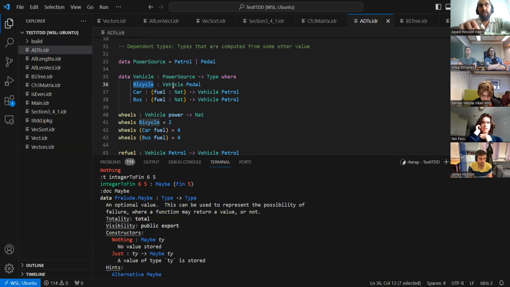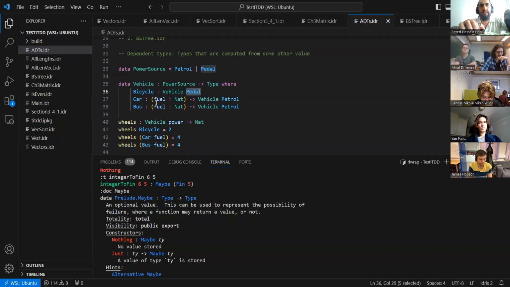A bicycle is a vehicle of power source pedal. A car is a vehicle of power source petrol, but in order to become that, you need to know the size of its fuel tank, how many liters that is, and also for a bus. So let's say that these are the three constructors of vehicles.